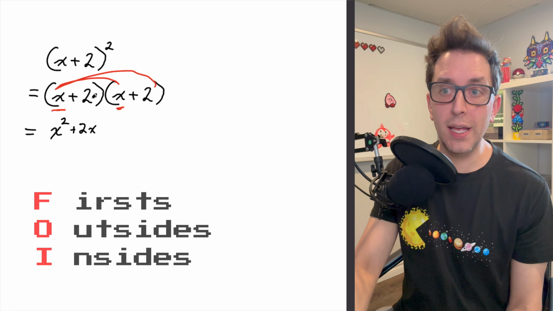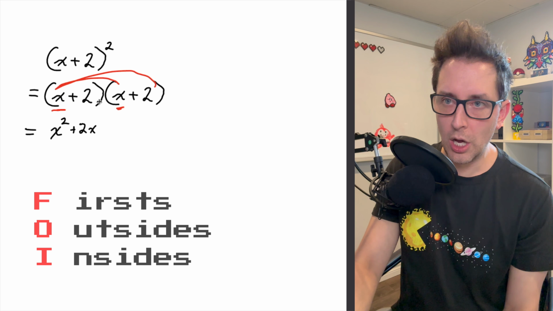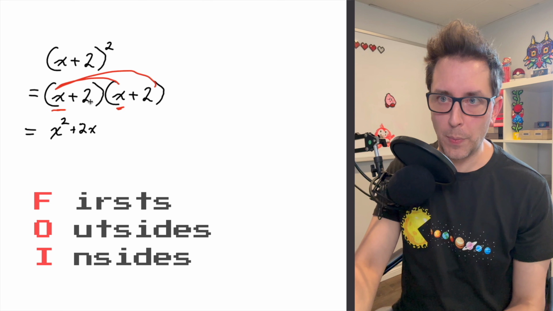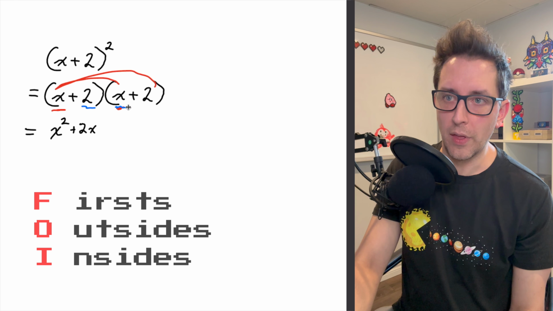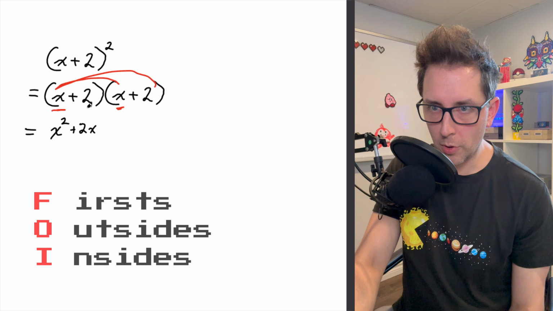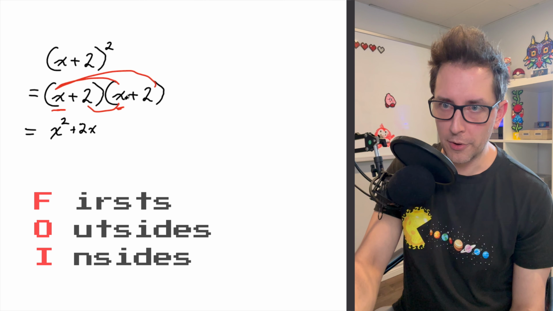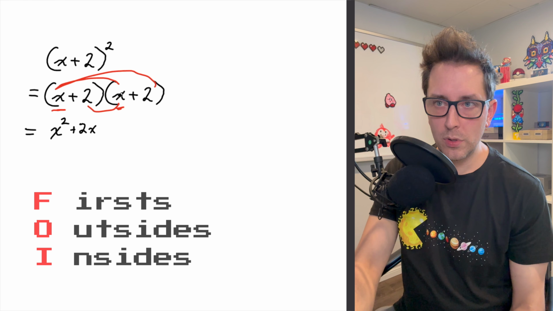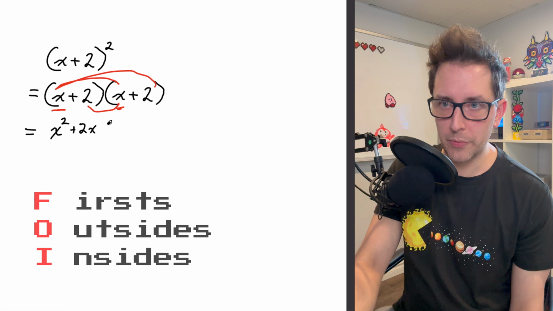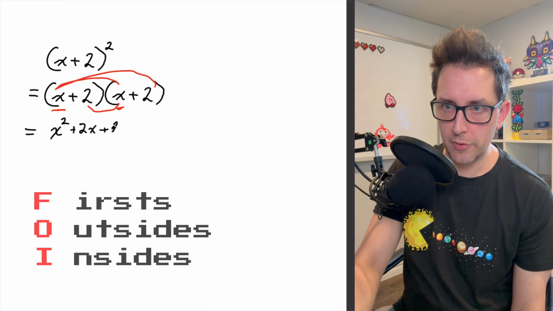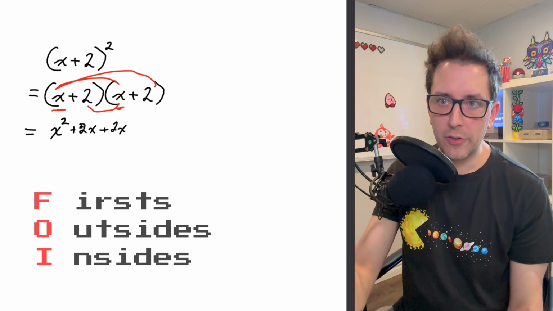Moving right along, we have our inside terms. Now, our inside terms are the terms that are on the inside of the expression, or this 2 and this x here. Those are my inside terms. And of course, I'm going to draw some rainbows, but this time I'm going to draw them underneath to keep things clean. I have 2 times x. Okay, well, we know 2 times x is 2x. We just did that, right? 2 times x is 2x. So I'm adding 2x here.